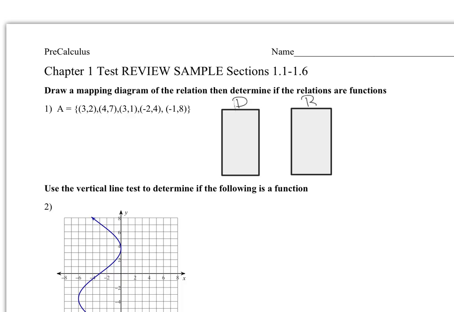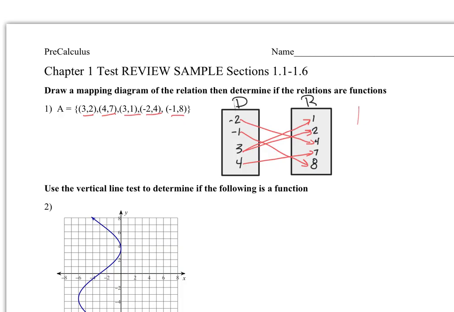in numeric order. So we're going to list it least to greatest for each of these. And then we would draw an arrow from each of these. So 3 goes to 2, 4 goes to 7, 3 goes to 1, -2 to 4, and -1 to 8.